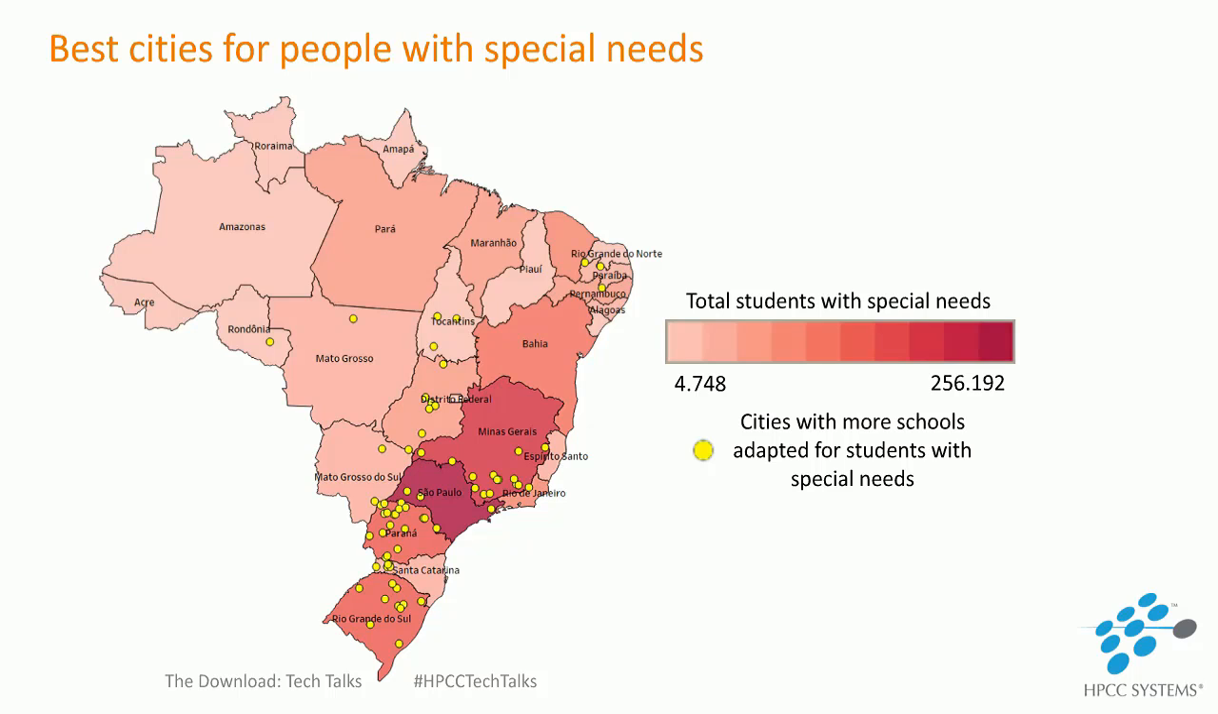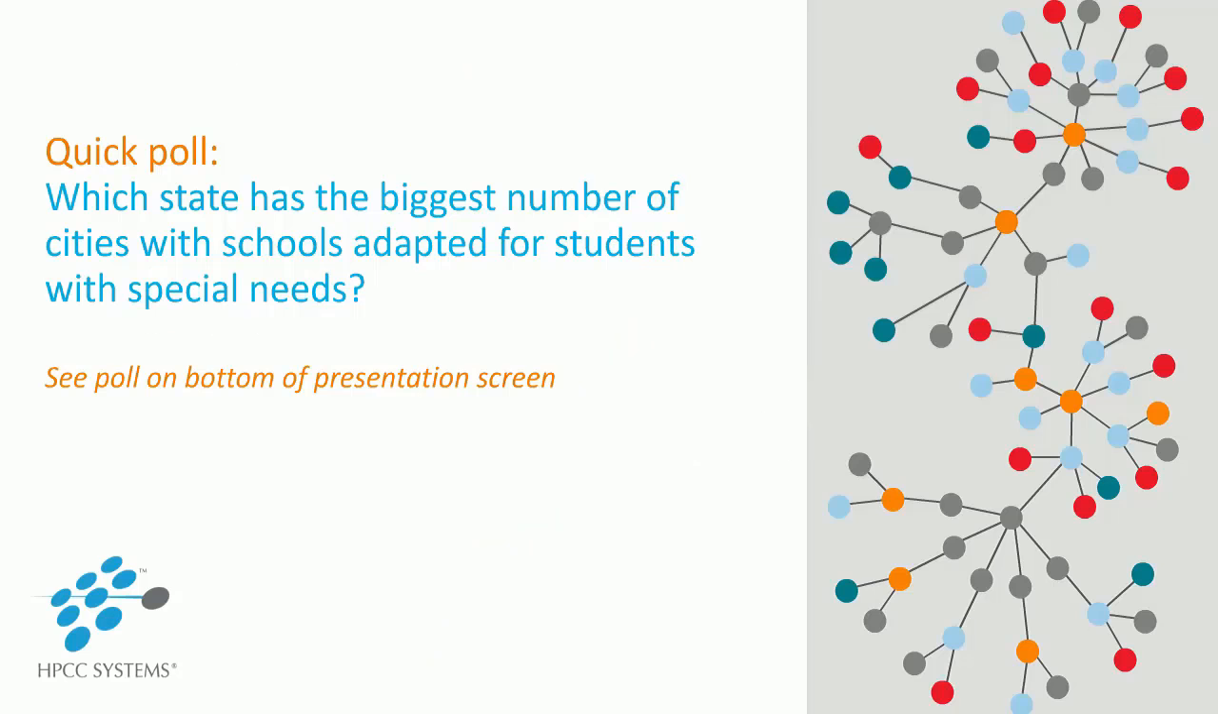This is Paraná, in the south of São Paulo. Paraná has almost 20 cities totally prepared for persons with some kind of disability. And next, I have another tool for you. Which state has the biggest number of cities with schools adapted for students with special needs?